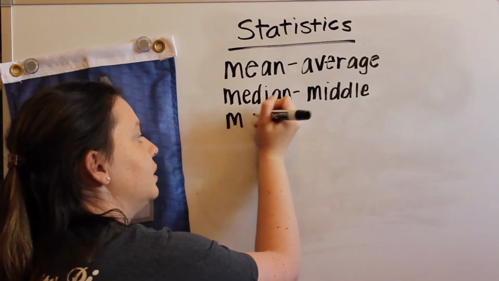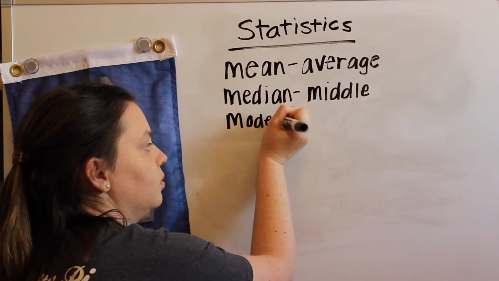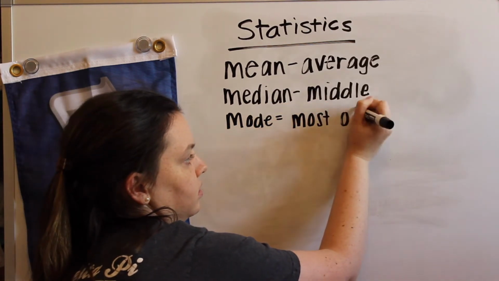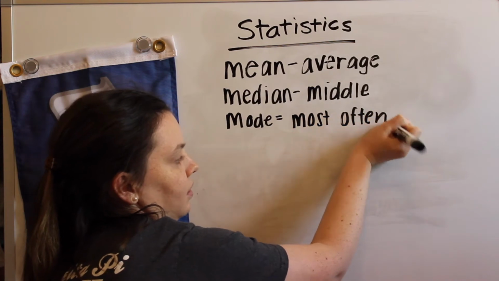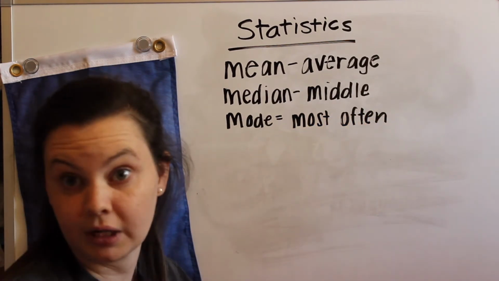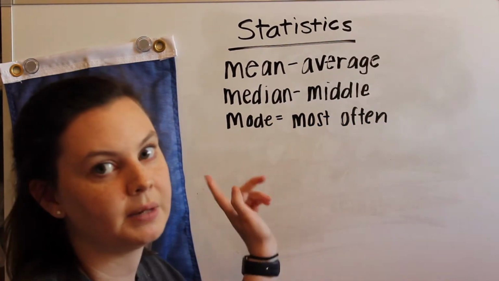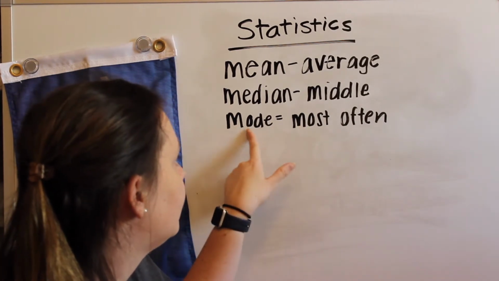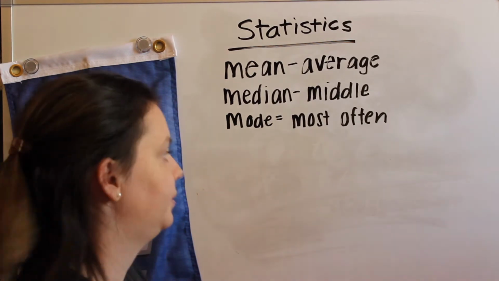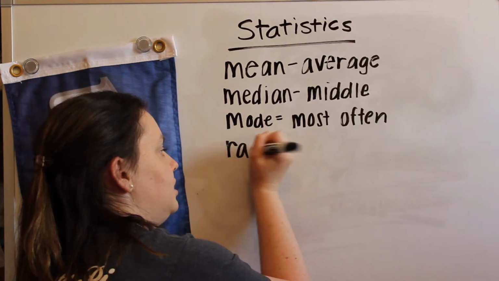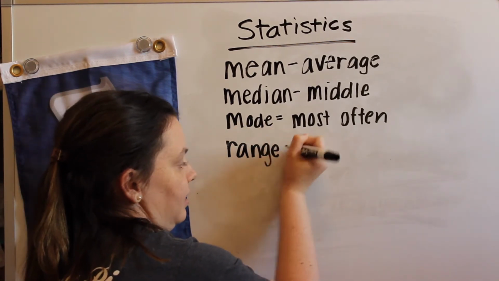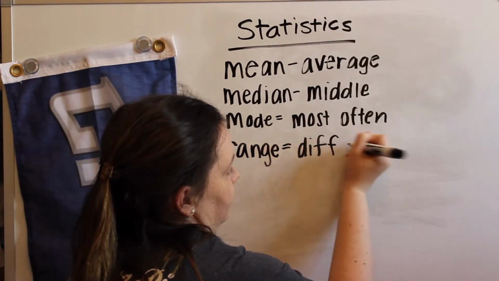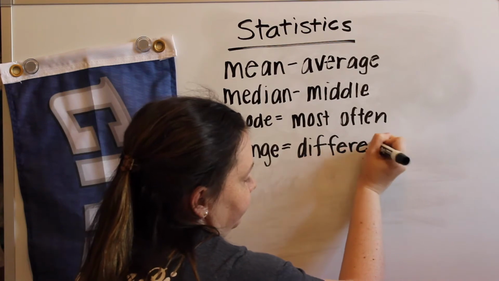You then have your mode, which is most often. So this is the number that you see the most frequently. Instead of most often, you might see it as most frequent. But M-O-M-O, if that helps you remember it. And then your range is your difference. And we will talk about that when we get there.